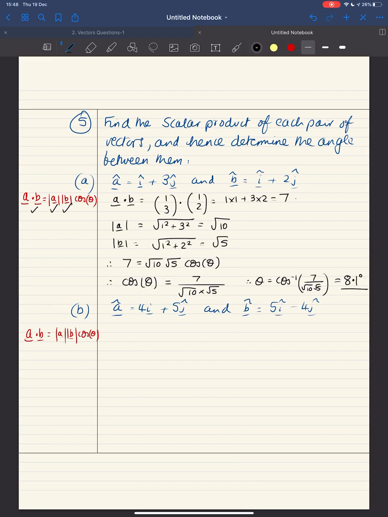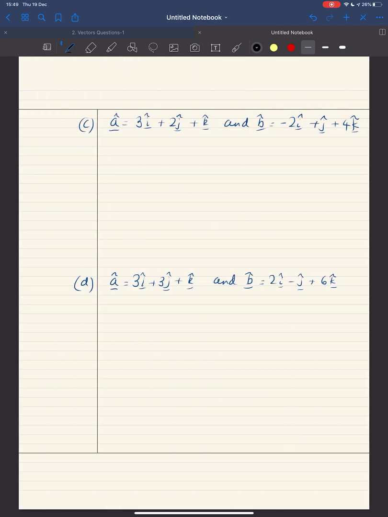So let's put these bits together. Right. A dot B. So it's (4, 5) dotted with (5, minus 4), which is 4 times 5 plus 5 times minus 4, which is 0. Now, if it comes up as 0 at this stage, you can go straight to saying the angle between them is 90 degrees, because a 0 dot product means that they're 90 degrees between them. Okay? So that saves us a bit of time there.